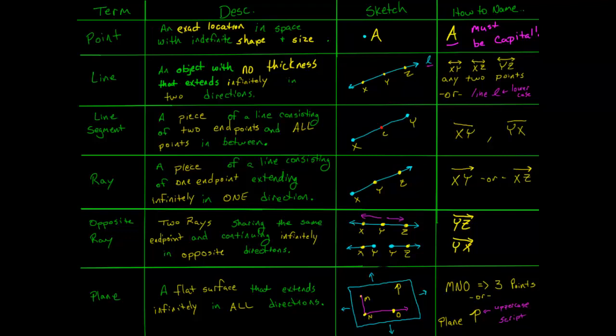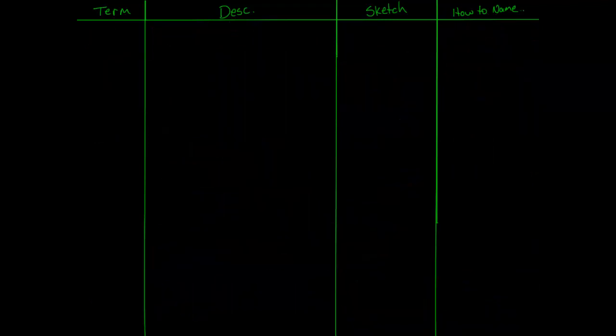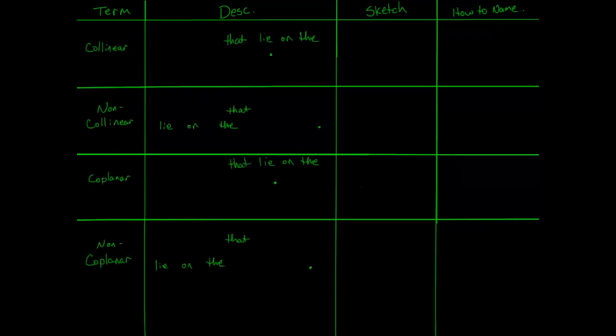Alright, so now let's turn to our second page. Let me clear out what we have here. Bring up my second page. And let's look at these terms real quickly. They should be fairly quick. Collinear. Collinear are points that lie on the same line. So let's draw a sketch real quickly.